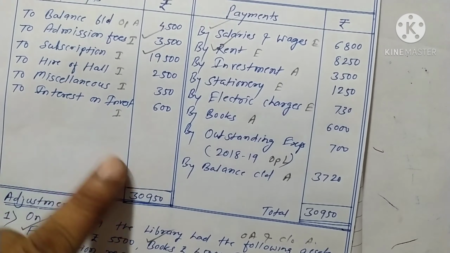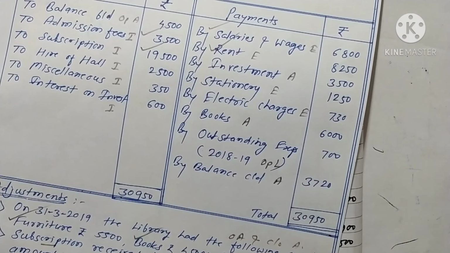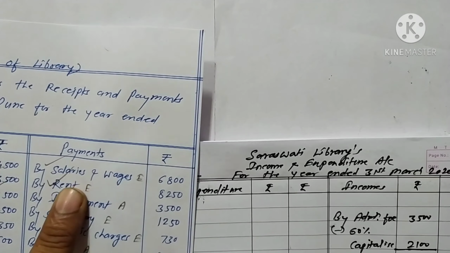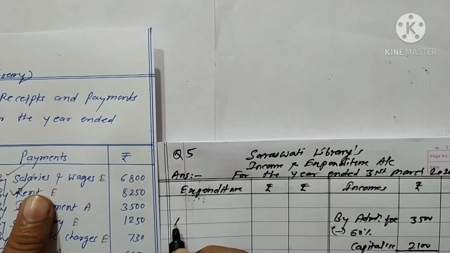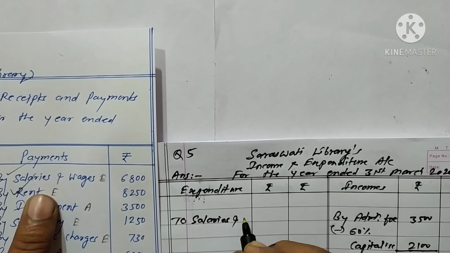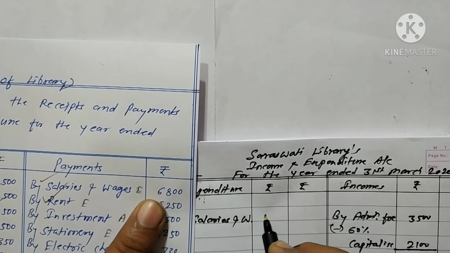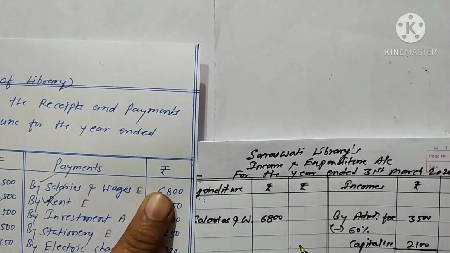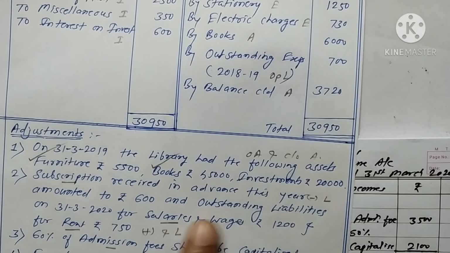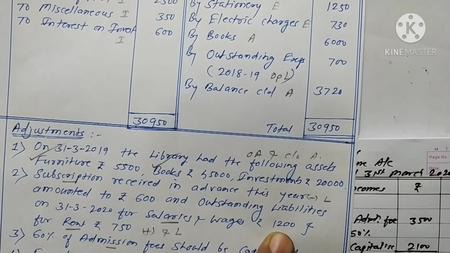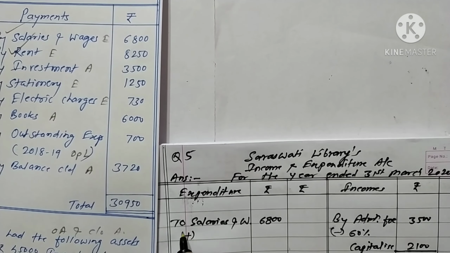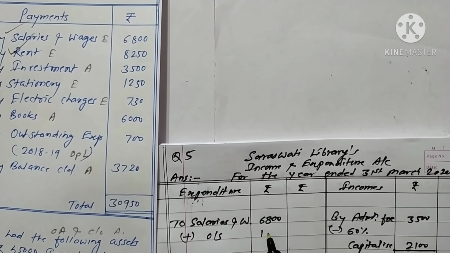Okay, now see in adjustments, we have to find out the incomes. Nothing else. We go to the expenditure side. First is salary. We write on the first line, to salaries and wages. Amount rupees 6,800. Tick is there. We have to find out the adjustment. Here, outstanding liabilities for salary and wages, rupees 1,200. It is to be added in the salaries. We have to add outstanding salaries, rupees 1,200.